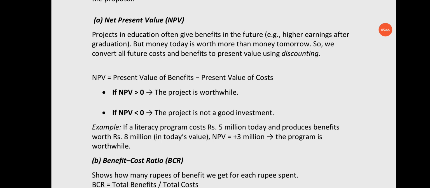Net present value, NPV. Projects in education often give benefits in the future, for example, higher earnings after graduation. But money today is worth more than money tomorrow, so we convert all future costs and benefits to present value using discounting. NPV is equal to present value of benefits minus present value of costs. If NPV is greater than 0, the project is worthwhile. If NPV is lower than 0, the project is not a good investment.